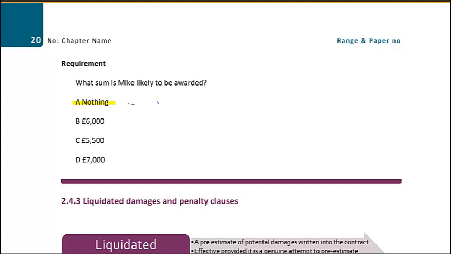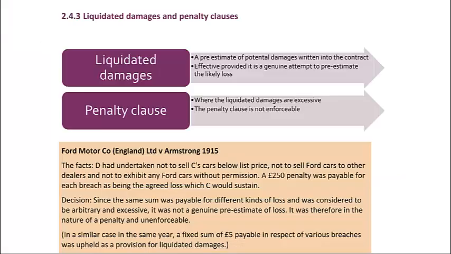Now, what he might get is something that we sometimes call nominal damages. And that really is just a slap on the wrist for Chana. You breached your contract, you need to pay some damages, but it won't be anything like the amount that was due under the contract. It's more of a token.